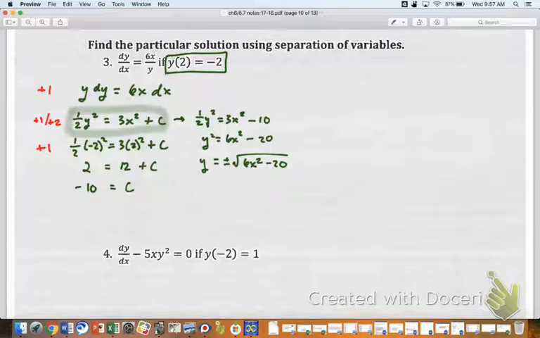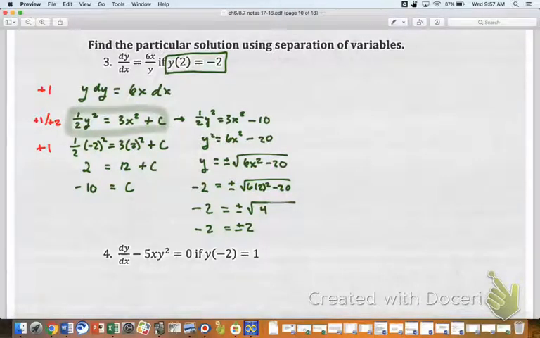There's a faster way to do this, but let's explore this because I think your point is well taken. So this means y is negative 2 when x is 2. So negative 2 equals plus or minus, so that's 24 minus 20, that's 4. So negative 2 equals plus or minus 2. Do you see why you have to pick the minus? Because negative 2 doesn't equal plus 2, it equals minus 2, negative 2. So you do have to pick the minus.